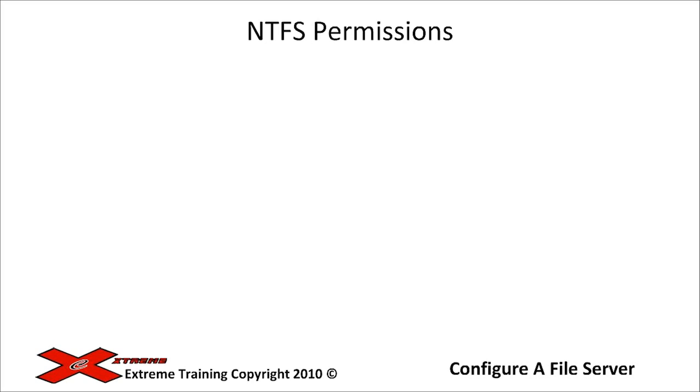NTFS file permissions determine what level of access your users have to your files and folders. Before you can see any files in a directory, you need to have permissions to list folder contents. Having this permission does not mean that you have access to any files or folders under that directory. Having list folder contents permission means that you can only view what files and folders are under that folder.